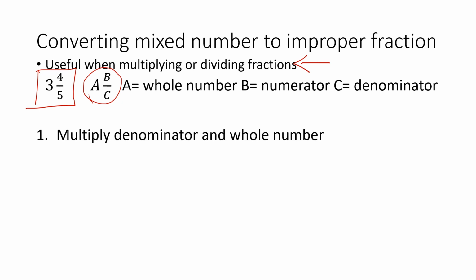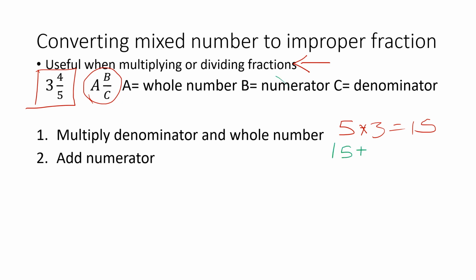So the first step for converting a mixed number to an improper fraction is to multiply your denominator and your whole number, where our denominator is 5, our whole number is 3. So 5 times 3 equals 15. Second step is to add your numerator to that answer. Well, we got 15, and our numerator is 4. So 15 plus 4 is 19.